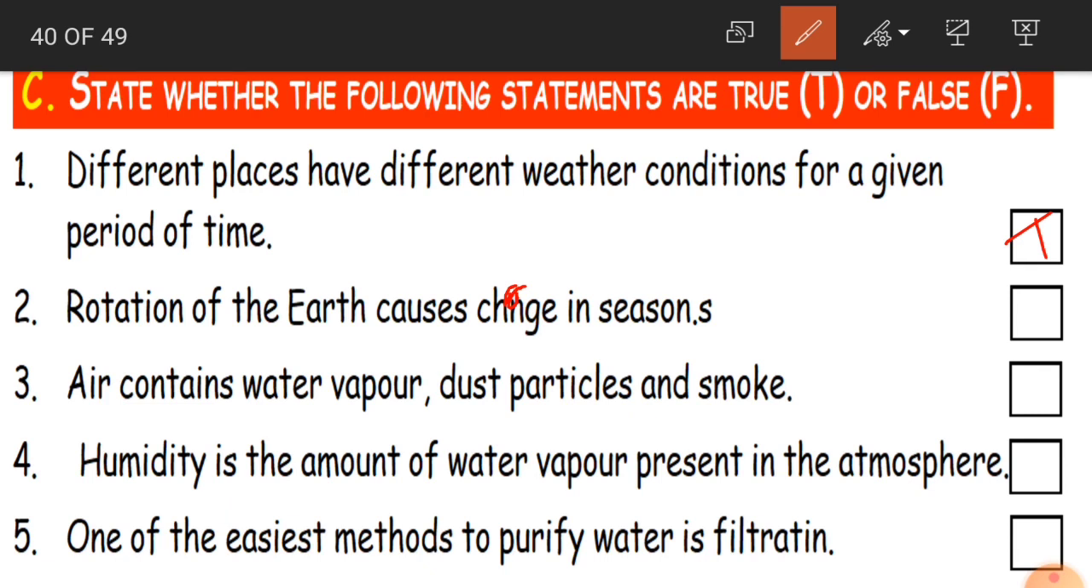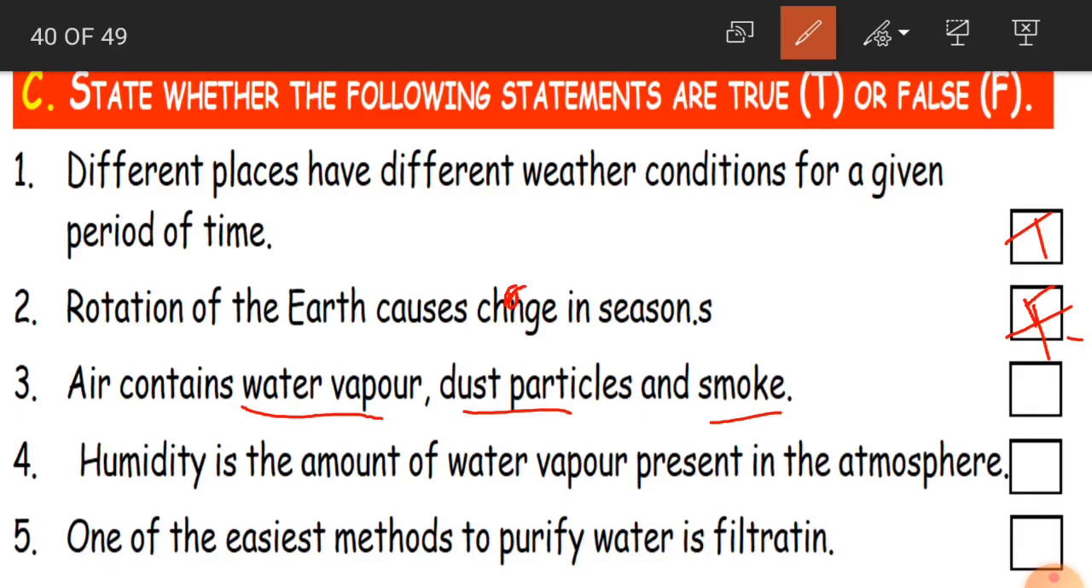Rotation of the earth causes change in seasons. No, children, this is false. Revolution of the earth causes change in seasons but not rotation. Okay, clear? Now, the third one is air contains water vapor, dust particles and smoke.